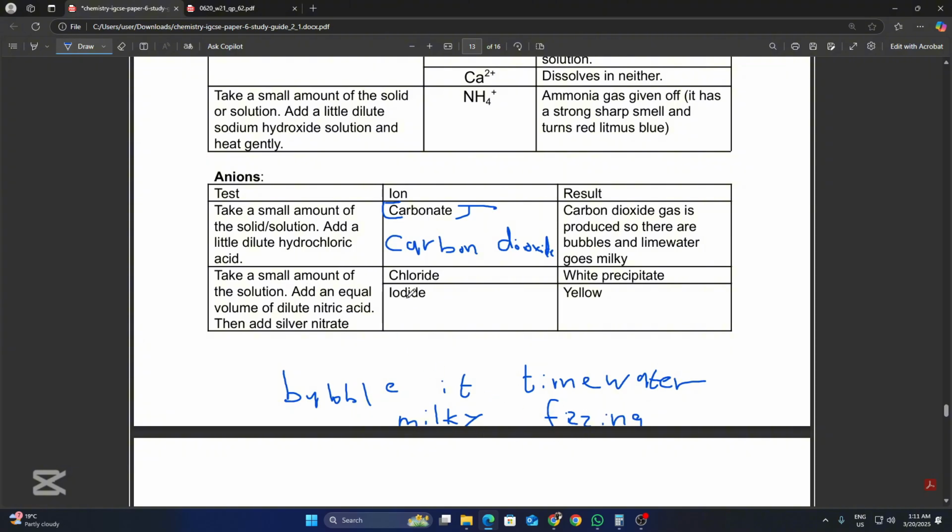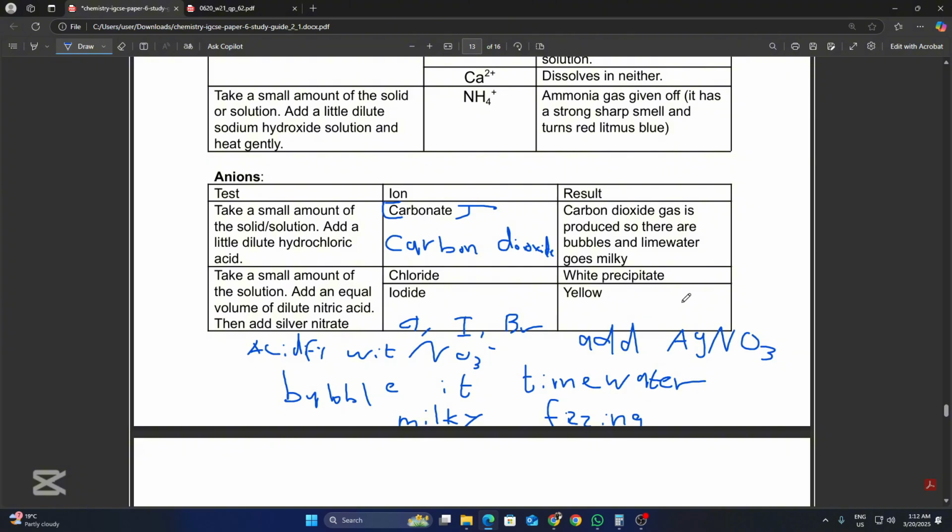Now, for halides, we have three halides: chloride, iodide, and bromide. To test for them, first of all we have to acidify with nitric acid, HNO3, and then we have to add silver nitrate.